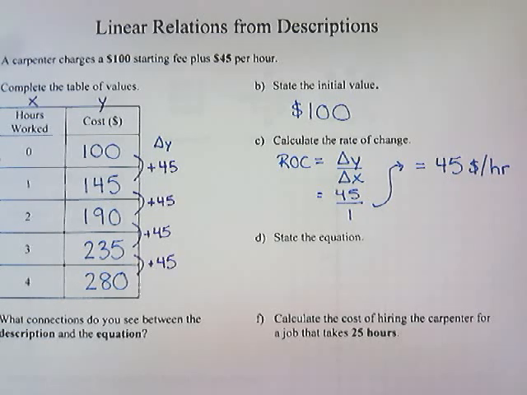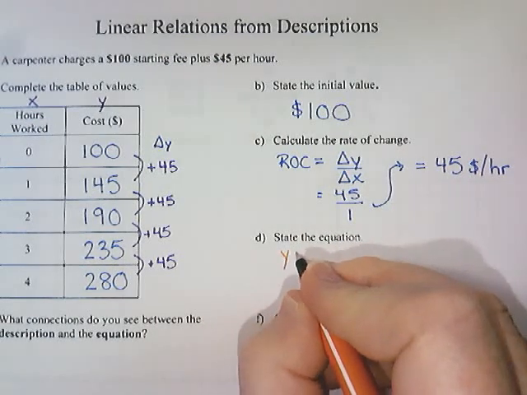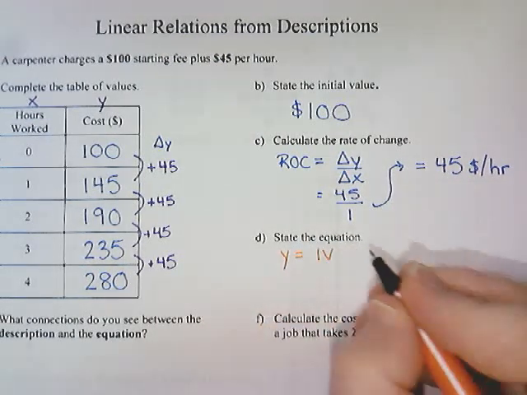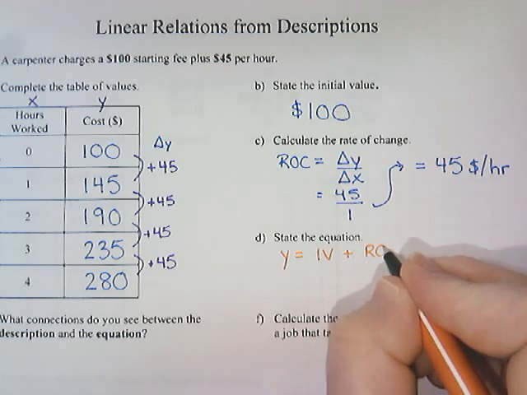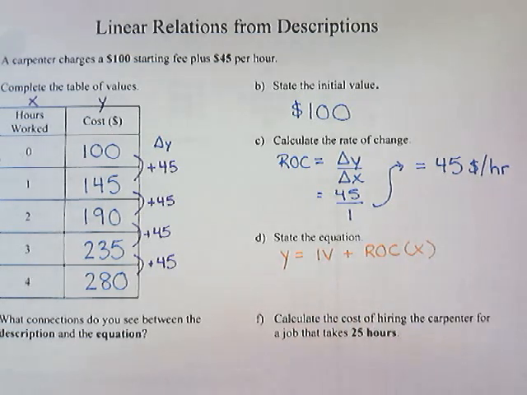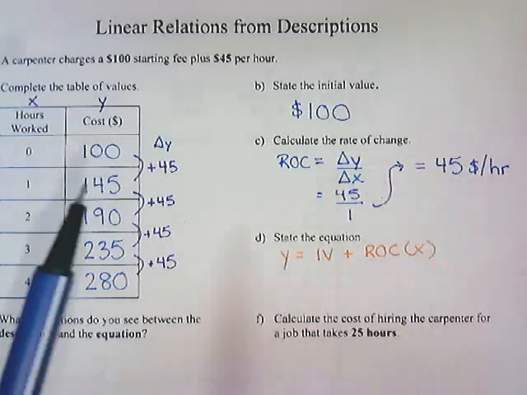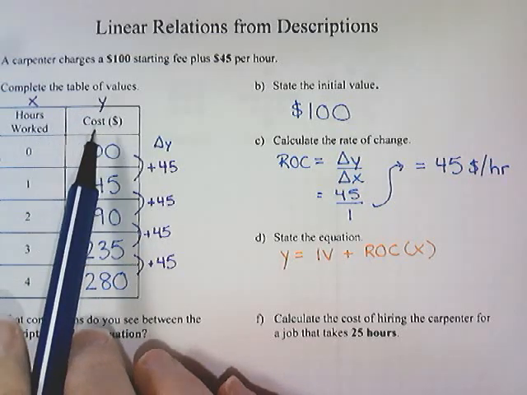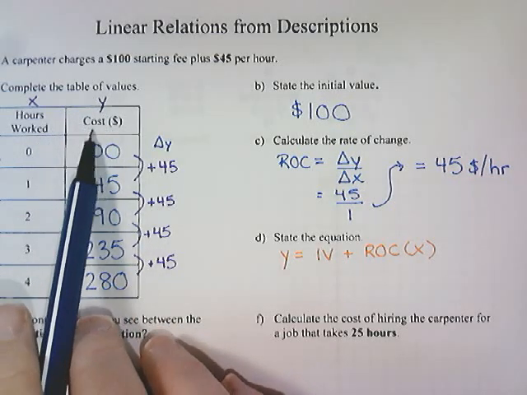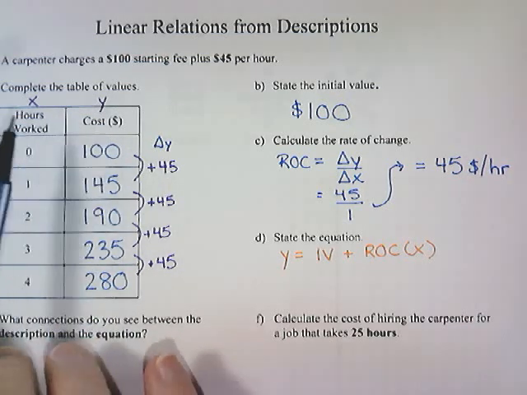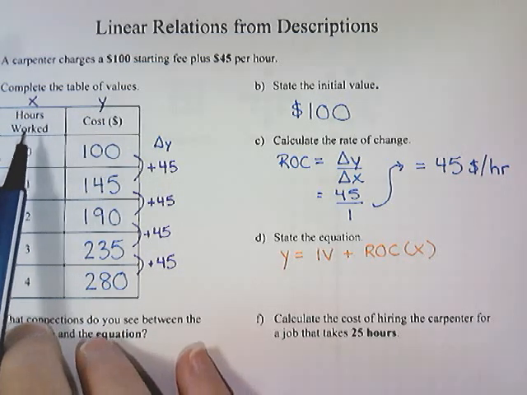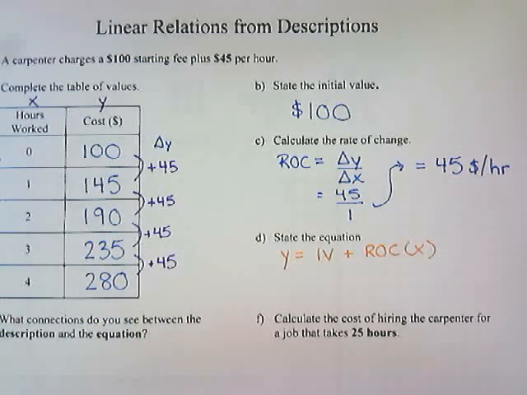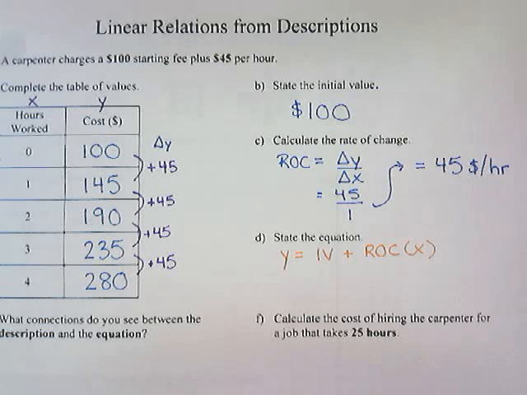All right, and then it says state the equation. So we talked about equations yesterday. So the format that we use is y equals my initial value plus my rate of change times x. So you can use y and x, or sometimes you might want to pick a letter that you think matches a little bit better. So instead of y, you might want to do c for cost, right? Or instead of x, you might want to do h for hours or n for number of hours. It's up to you. So if you want to do y and x, you're welcome to do y and x.